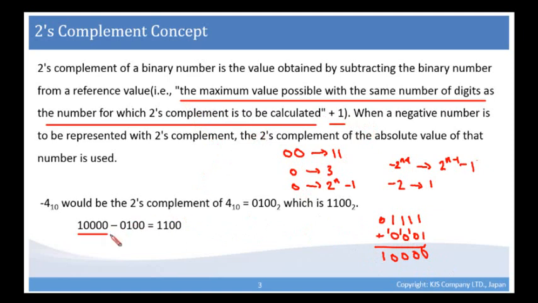So just use this method. Reference value minus the number that you want to have 2's complement, and you will get the output in 2's complement. So let's just double check this subtraction. So we're going to have 1, 0, 0, 0, 0 minus 0, 0, 1, 0, 0.